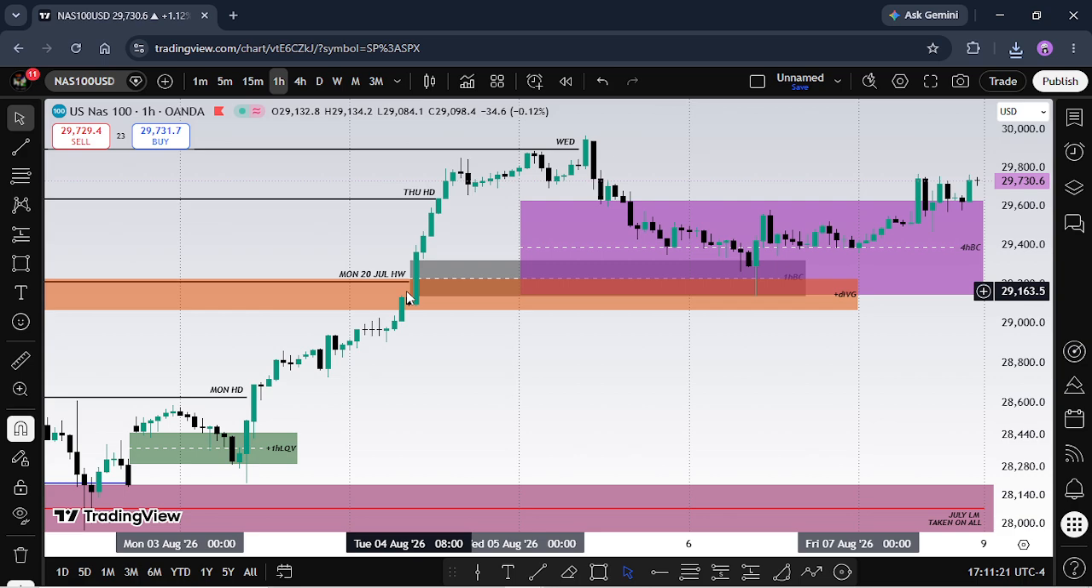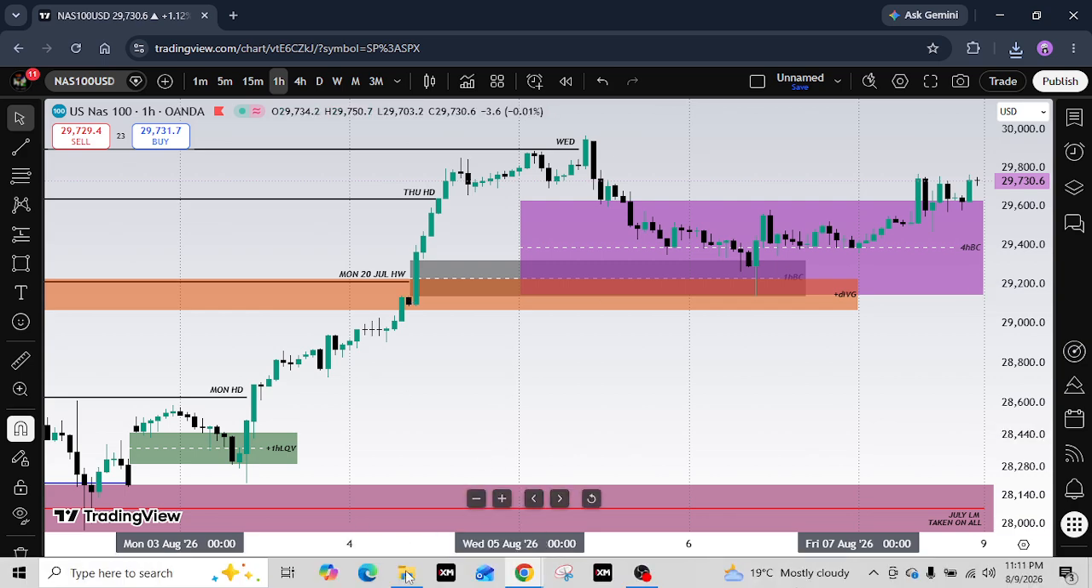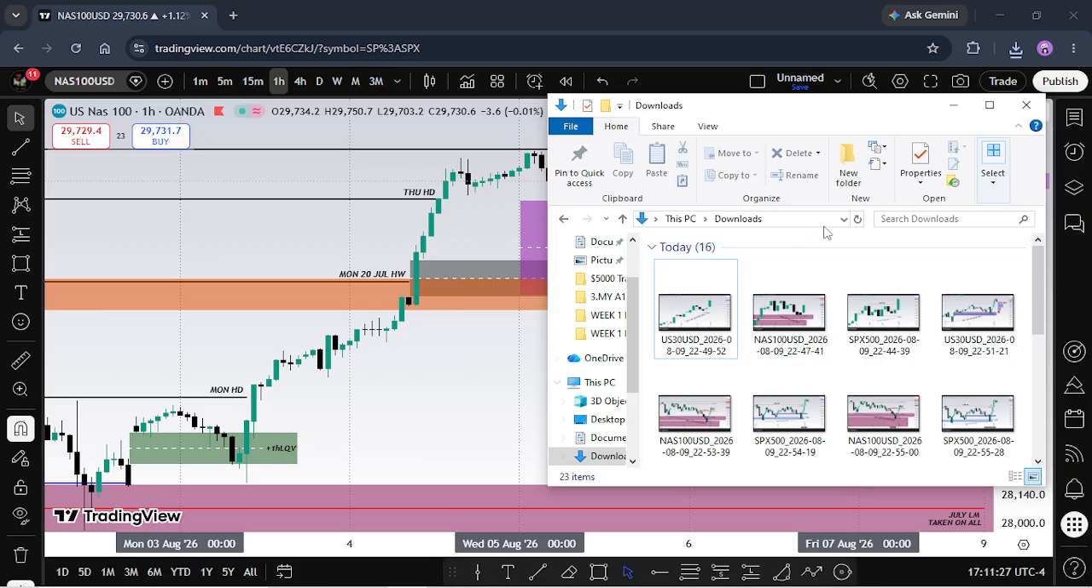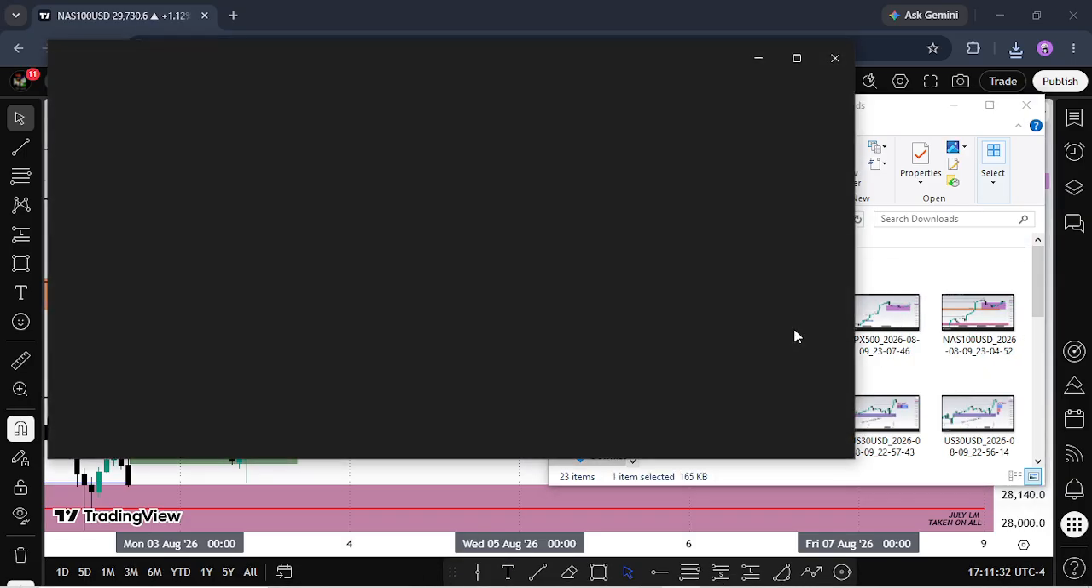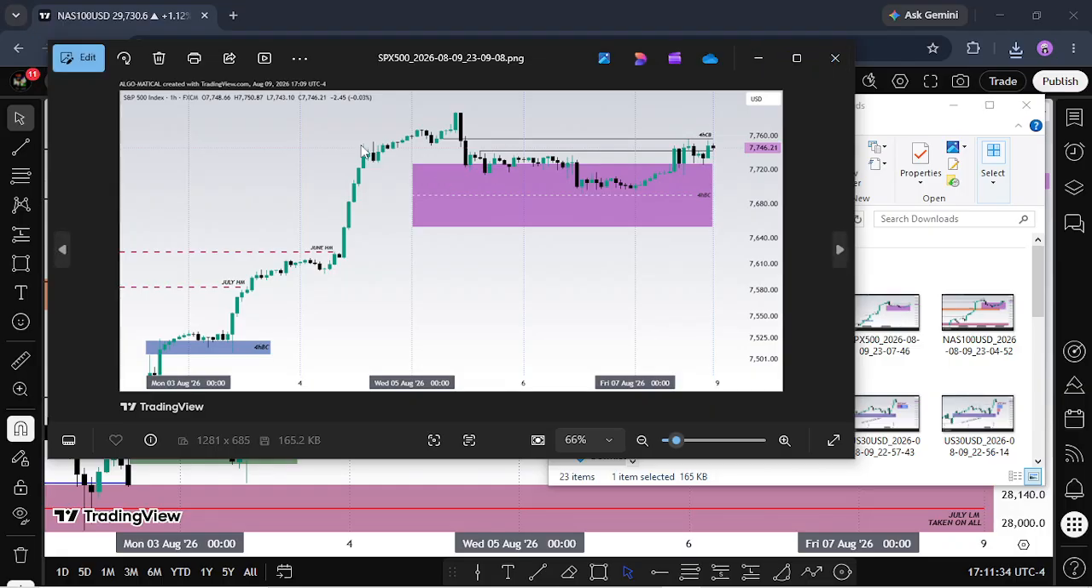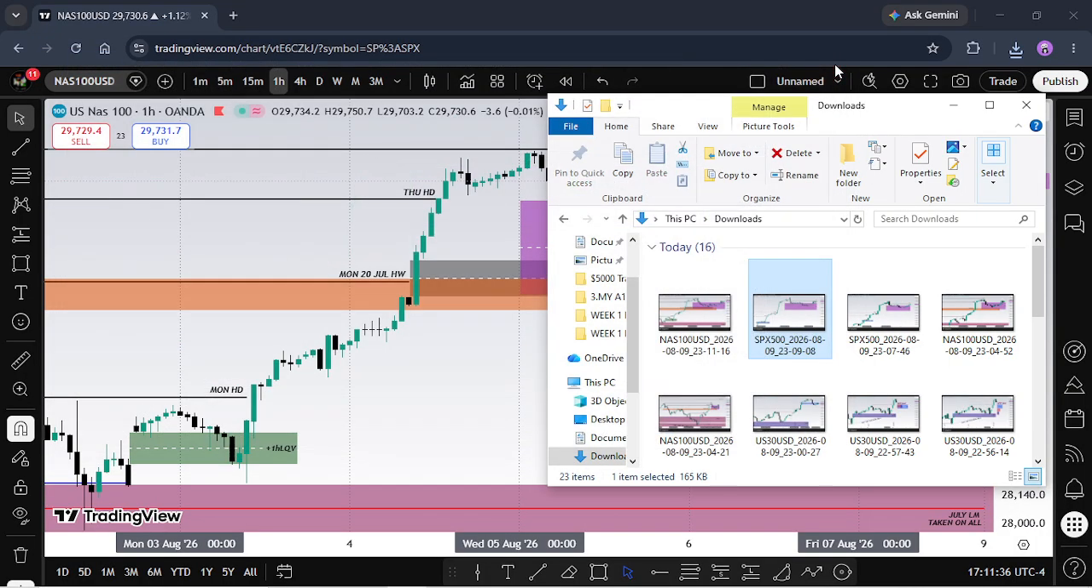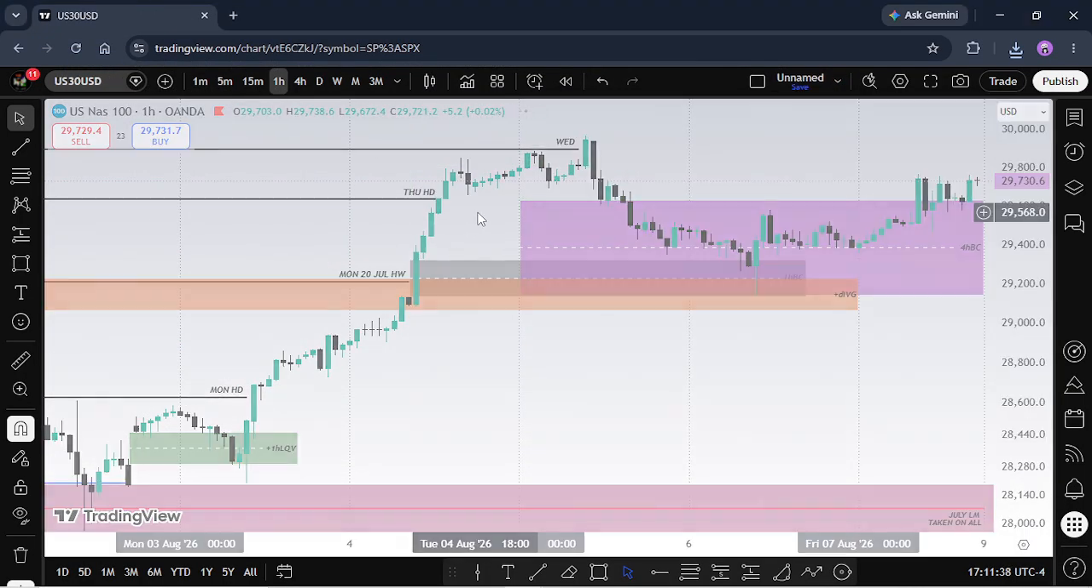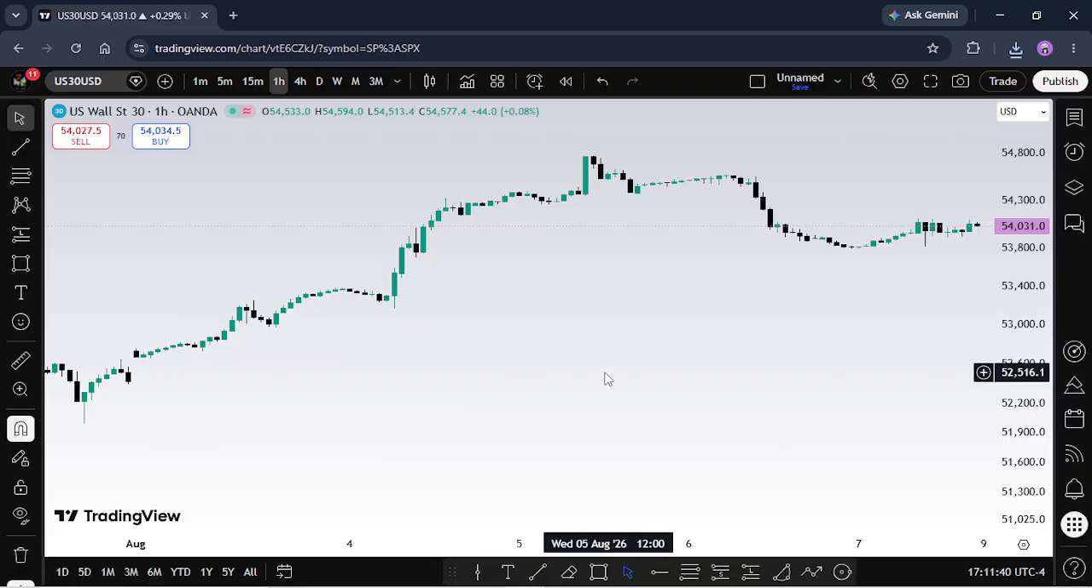Wait, did I take the screenshot of the S&P 500 on the 1 hour chart? Let's check. Let's have a look. Just make sure. Yeah, I took it on the 1 hour chart as well. Okay, that's good. And US30.